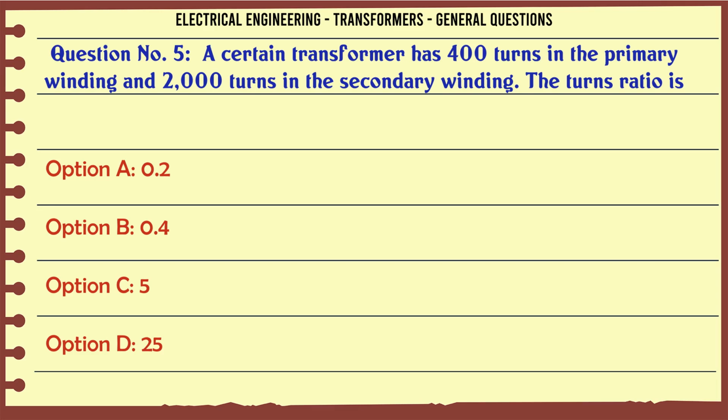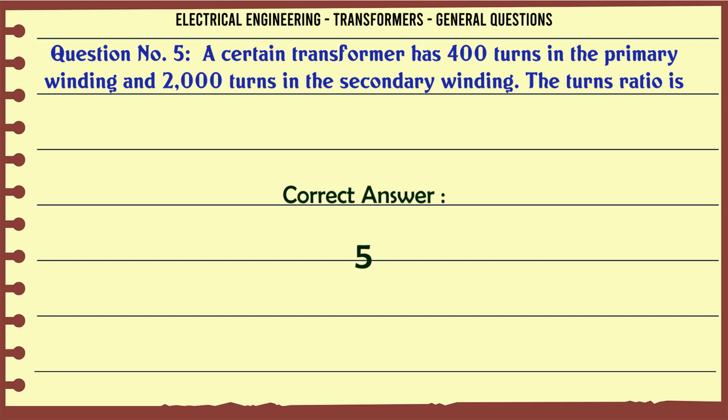A certain transformer has 400 turns in the primary winding and 200 turns in the secondary winding. The turns ratio is A. 0.2, B. 0.4, C. 5, D. 25. The correct answer is 5.